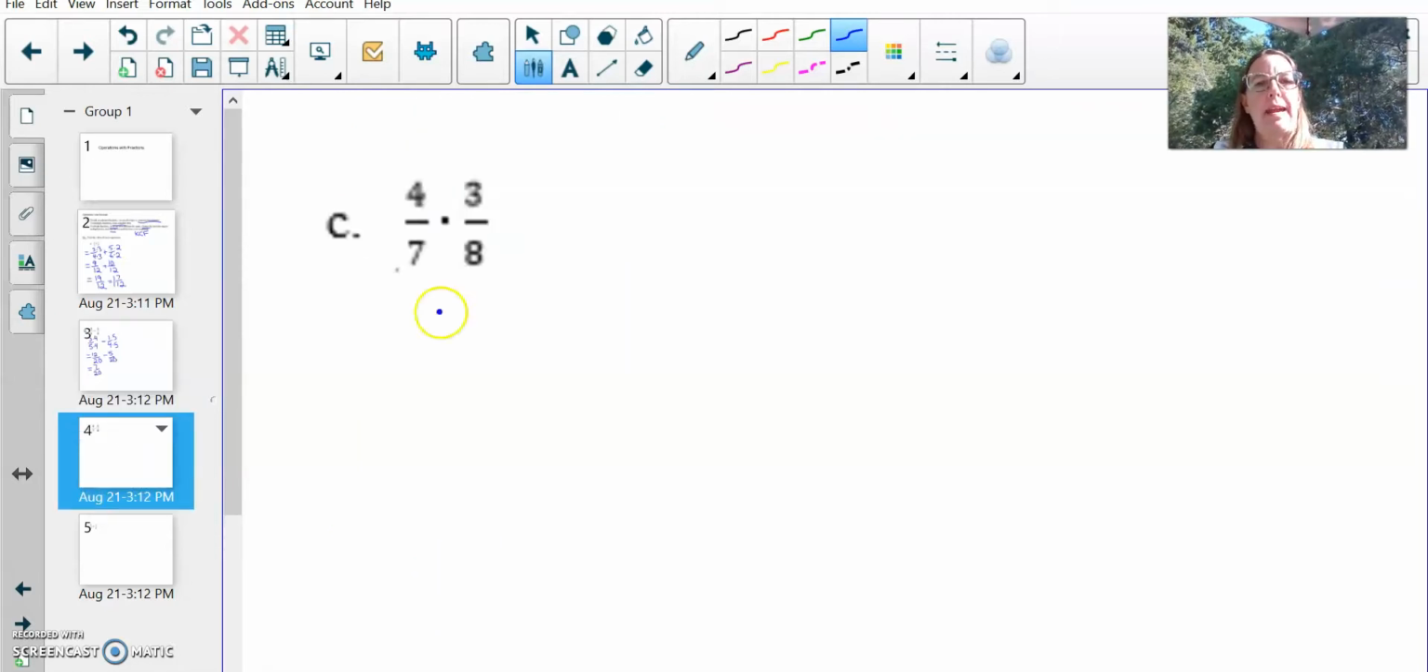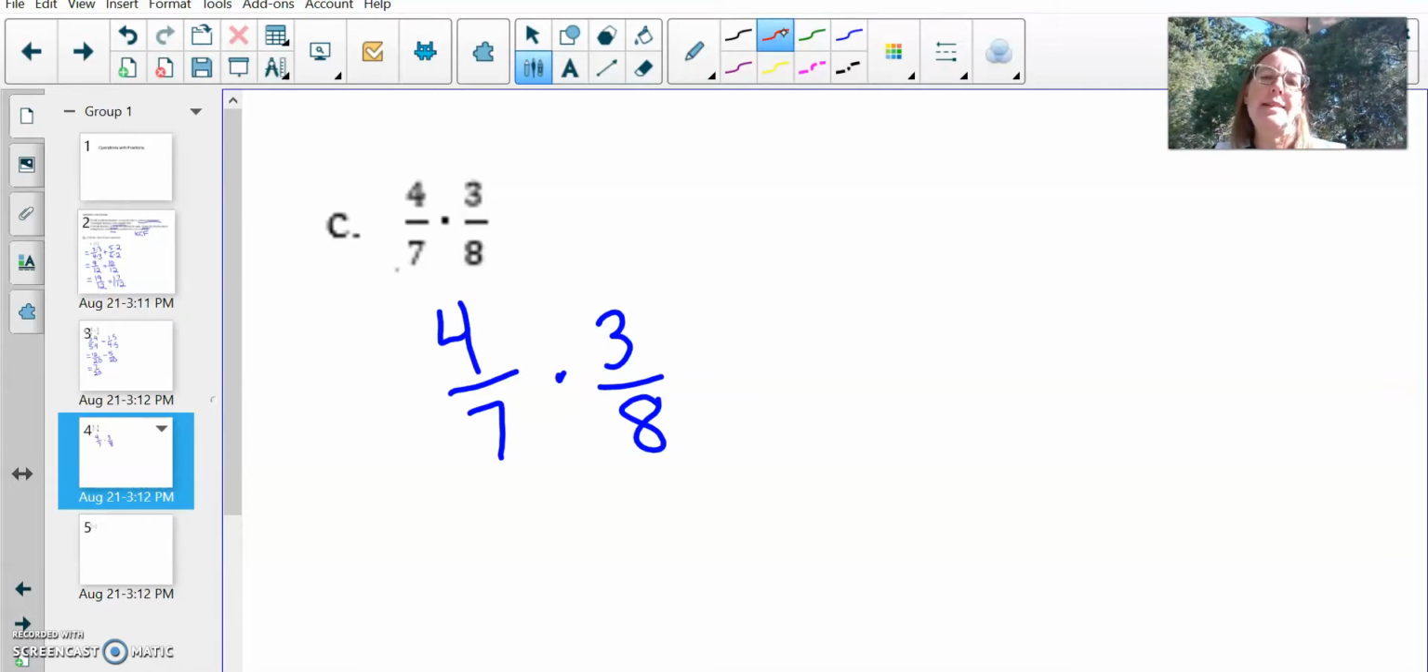4/7 times 3/8. So now for multiplying. Before I multiply, I can cross cancel. So if I look at the 4 in the numerator, that has the same factor as the 8 in the denominator, which means both of those numbers can be divided by 4. So I'm going to cross cancel them out.